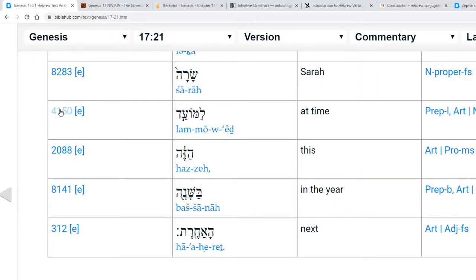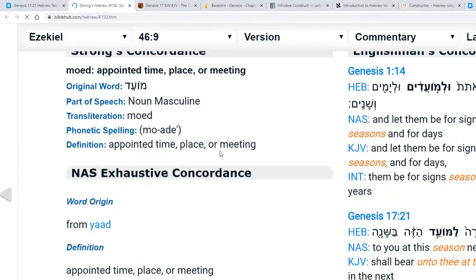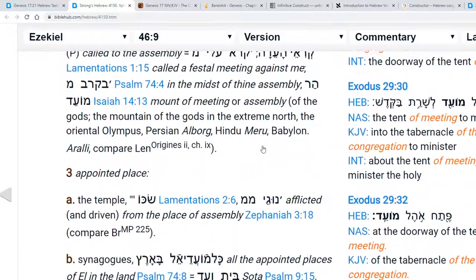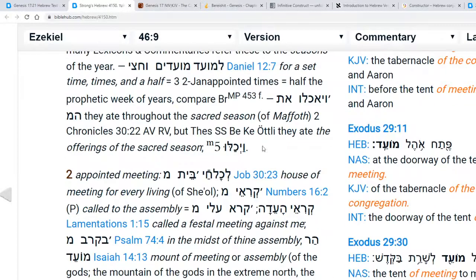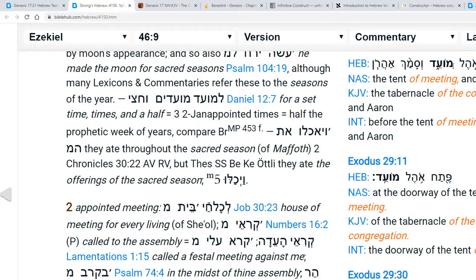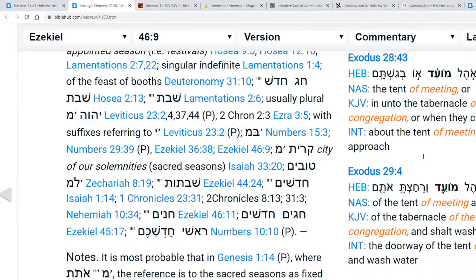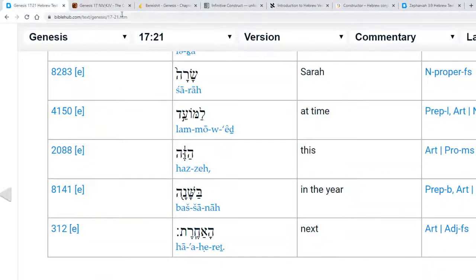You can look at it in your concordance, but Moed is a festival, appointed time, meeting, right? There's also the tent of meeting, right? Where's the tabernacle, right? Ohel Moed, right? The tent of meeting, Ohel Moed, right? So you can look at that. Okay. Moed Hazeh. So this appointed time, this meeting time, this particular time, Hazeh, right?